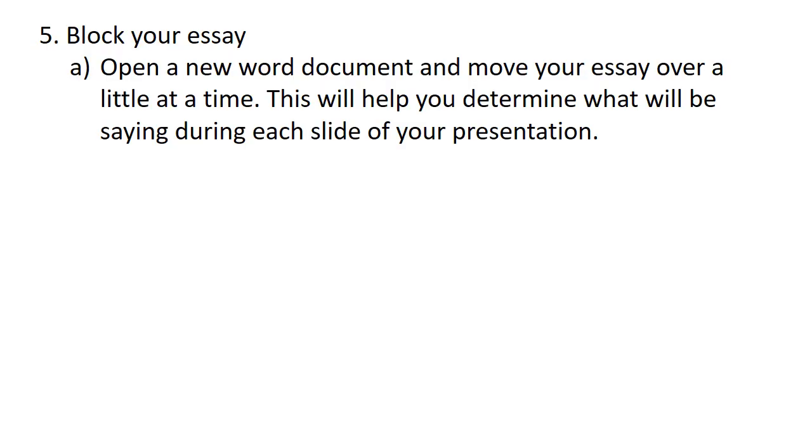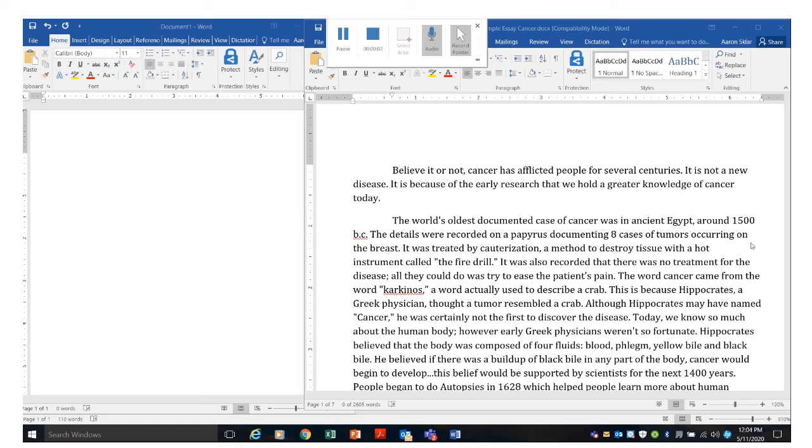Time to block your essay. You open a new Word document and move your essay over a little at a time. This will help you determine what you will be saying during each slide of your presentation. So now that we've got our essay done, it's time to block it.